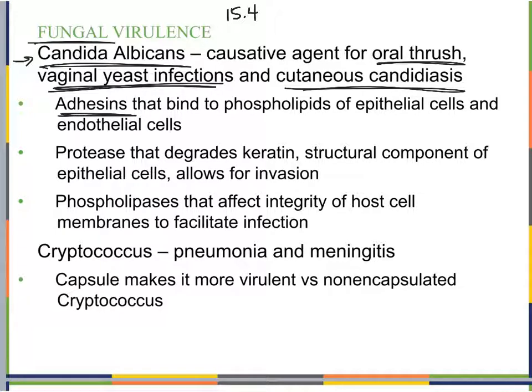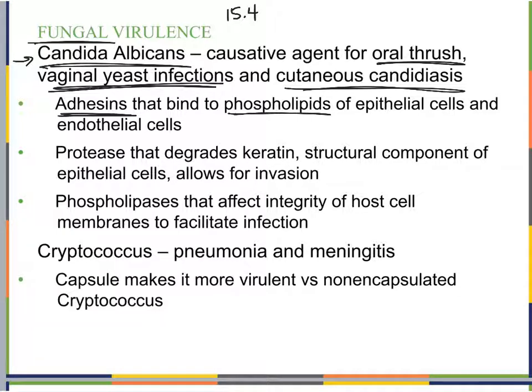First of all, we have adhesins. We've seen that with bacteria. We've seen it with viruses. Here it is with fungus as well. So they have adhesins that are going to bind to the phospholipids of our epithelial cells and endothelial cells. So our epithelial cells that are inside of the body, that's where we have the oral thrush and the vaginal yeast infection part, and then our epithelial cells on the surface of our skin would be the cutaneous candidiasis.